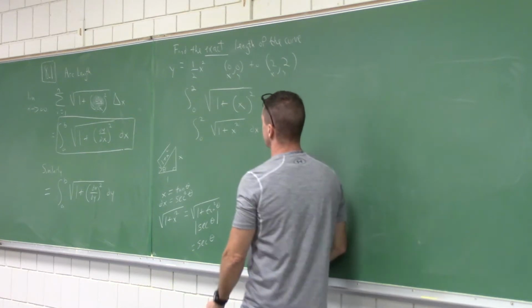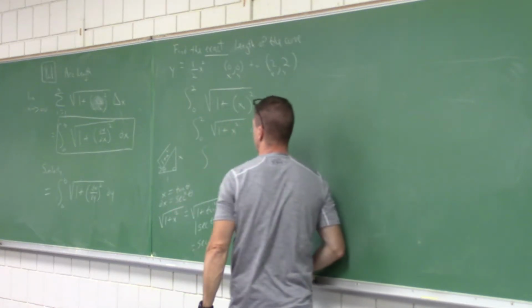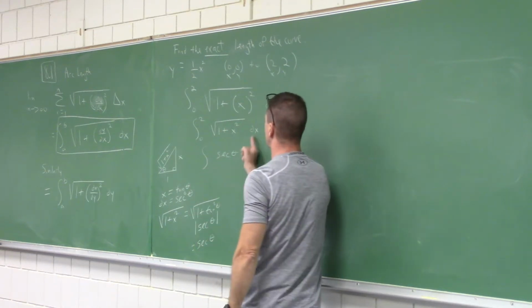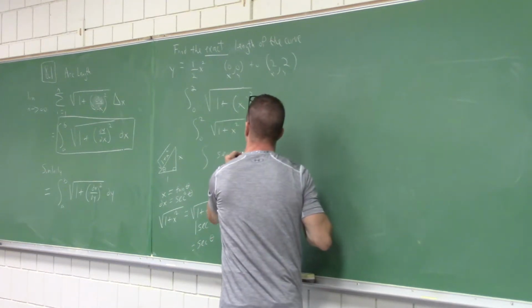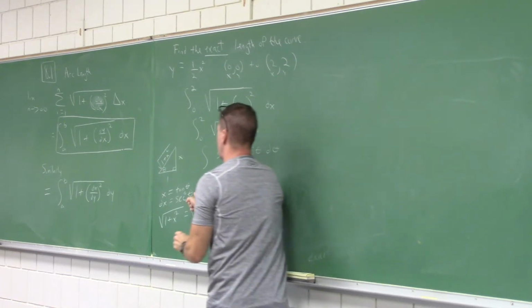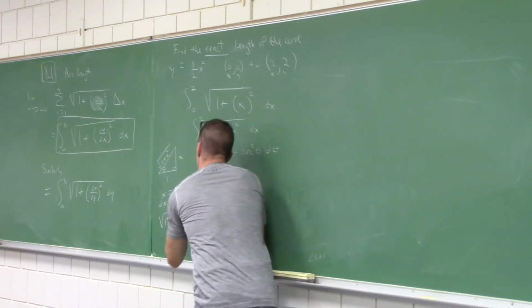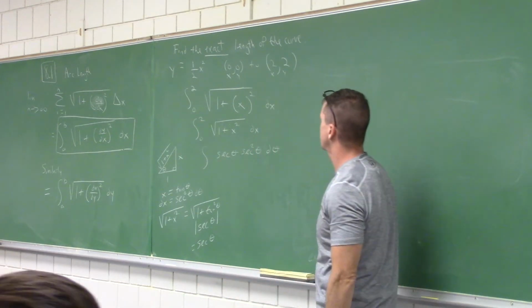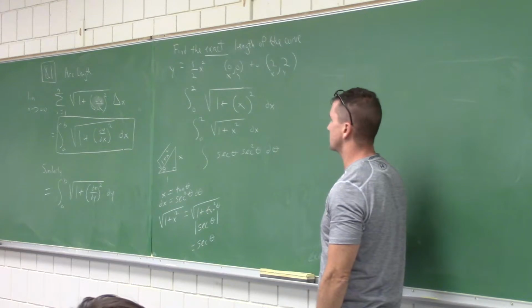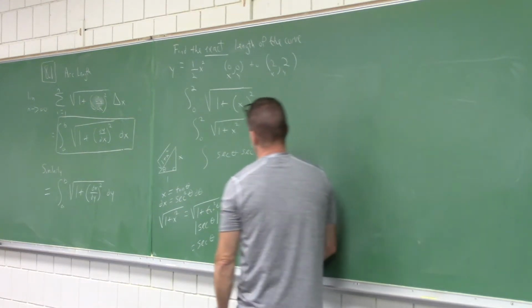So what happens to this? This becomes, so cut there. This becomes, and I apologize, I should have put my d theta there, right? I apologize for that. So secant times secant squared is what? Secant cubed.